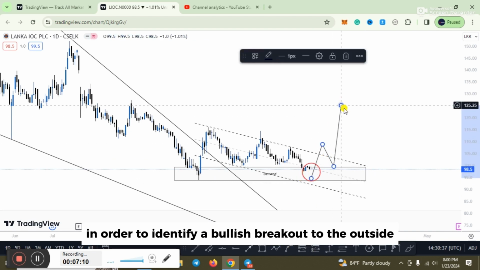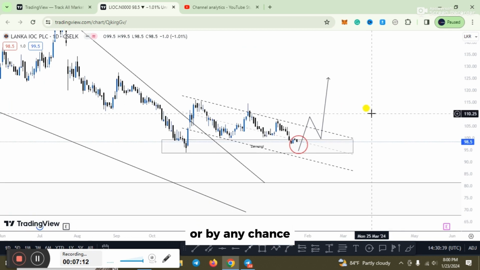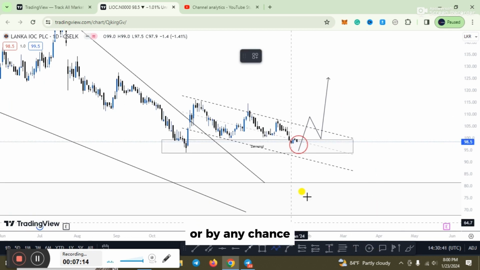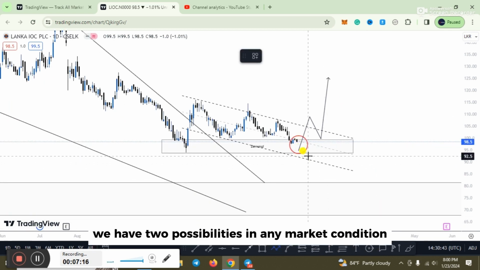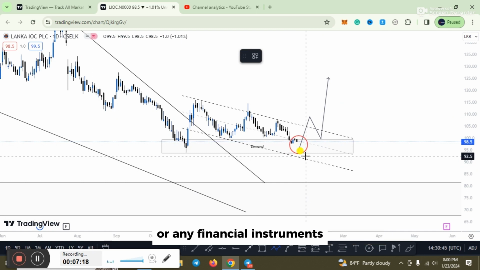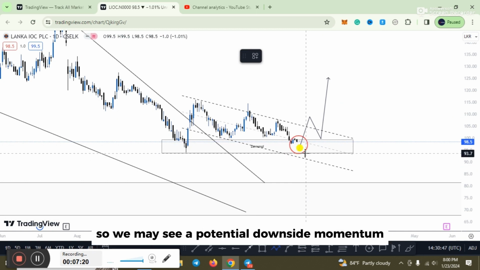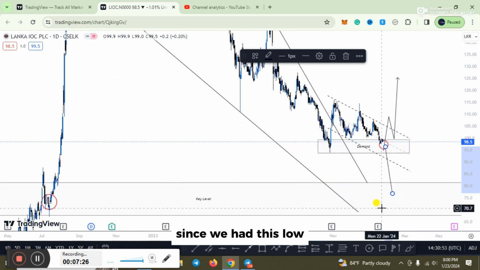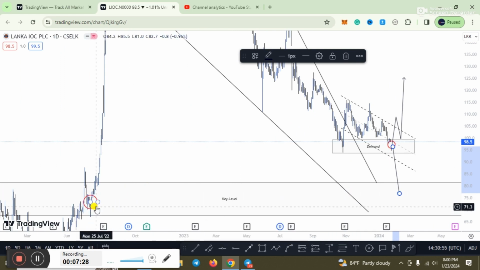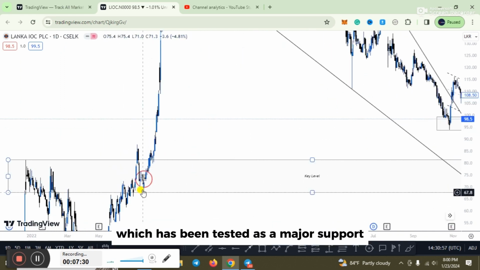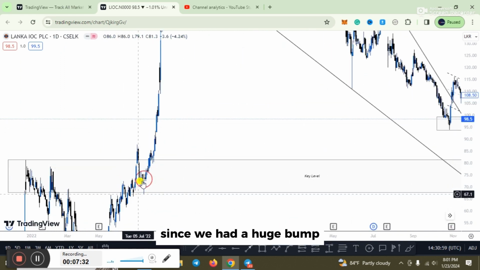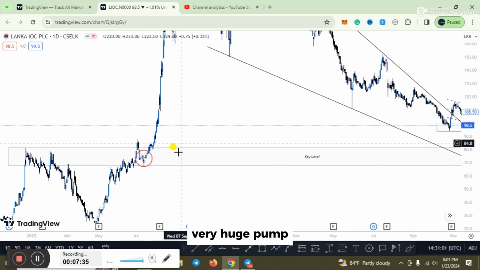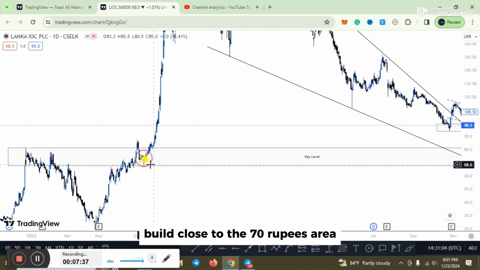We should watch this level in order to identify a bullish breakout to the upside, or by any chance we have two possibilities in any market condition or any financial instrument. So we may see a potential downside momentum. As I said earlier, we had this low which has been tested as a major support, since we had a huge pump, a very huge pump built close to the 70 rupees area.